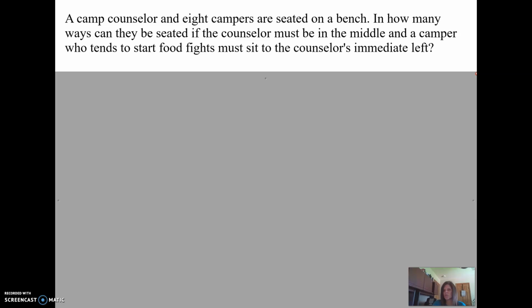All right, here's one other case where we might see factorial notation. Go ahead and read this. Try to work it out, and then we'll talk about it.